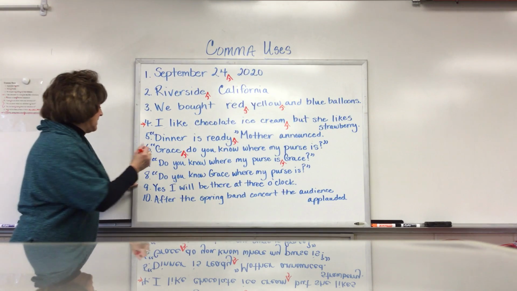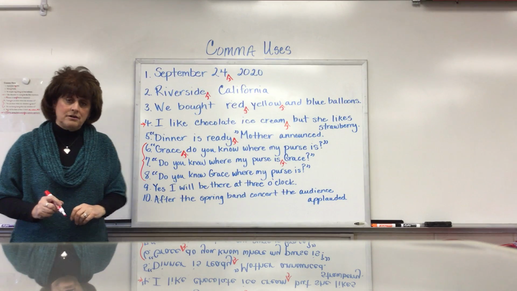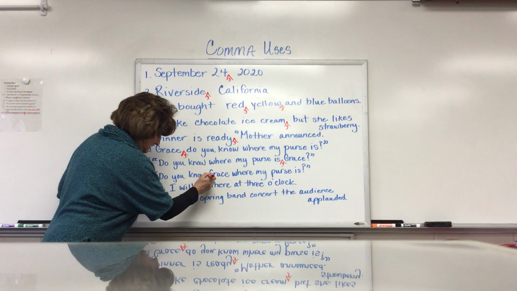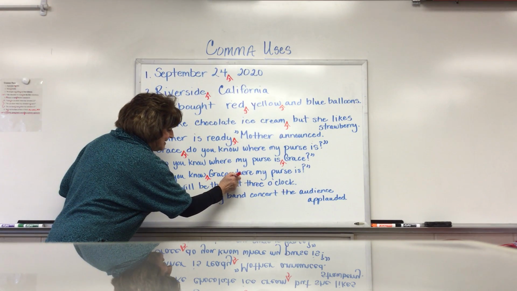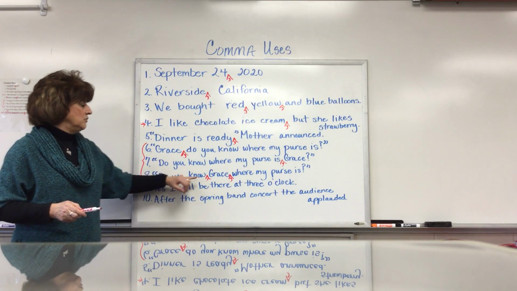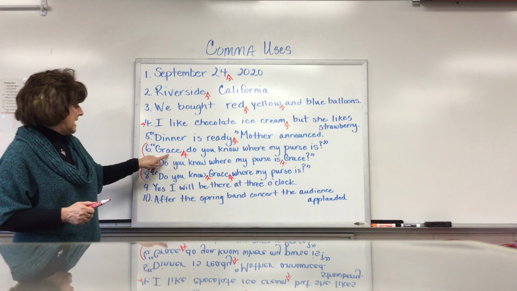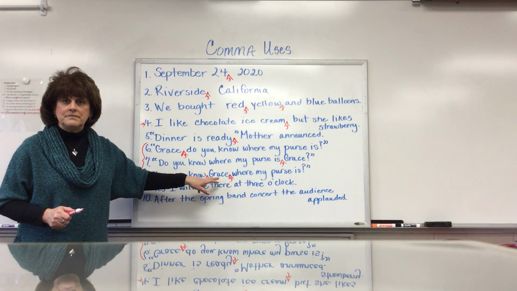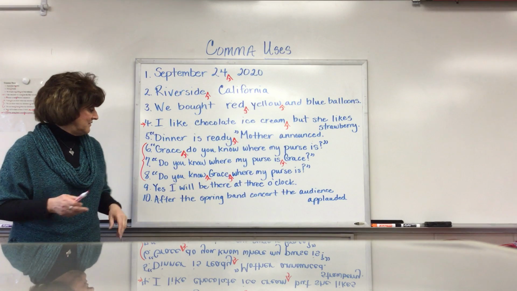Third way, same thing. 6, 7, and 8 kind of go together. Look, it's the same sentence again. Do you know, Grace, where my purse is? What they're really wanting to know is, do you know where my purse is? They're just sticking the name in the middle of that. Just like we had it here at the beginning, here at the end, here in the middle. Again, it's got to have commas around both sides of it.